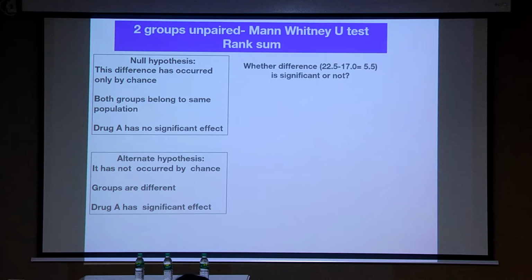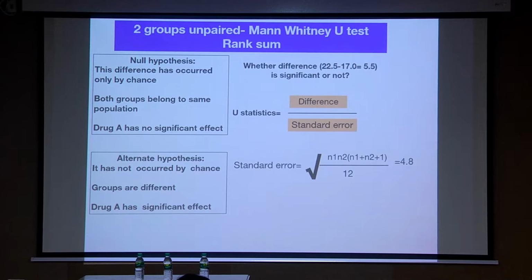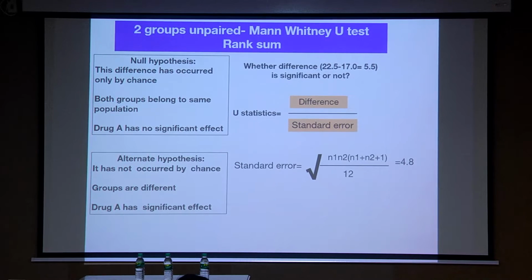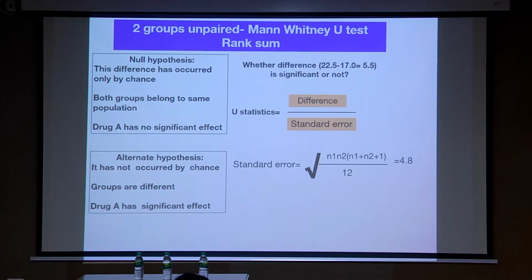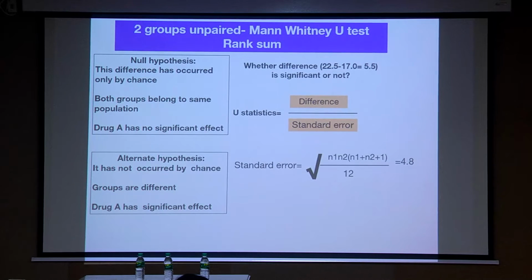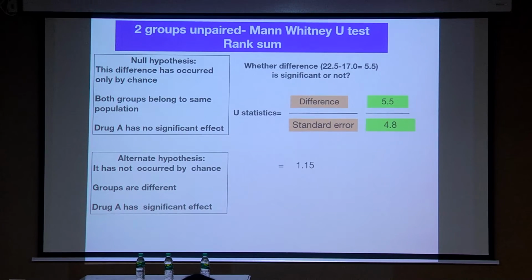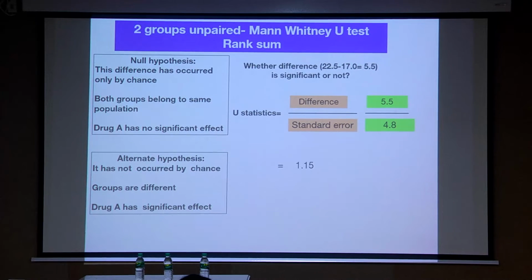Before going into the statistical table, we have to calculate the standard error by the formula. Please note this formula. Standard error is the square root of n1 times n2 times (n1 plus n2 plus 1) divided by 12. Here n1 is 5 and n2 is also 5. When you apply the numbers, 5 times 5 times (5 plus 5 plus 1) divided by 12, the whole square root, you get the value of 4.8. I think you are able to follow that. It's easier now. You divide the original difference by the standard error, and you get the value 1.15.